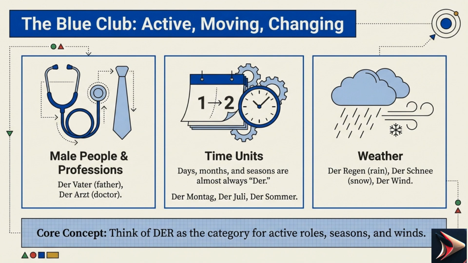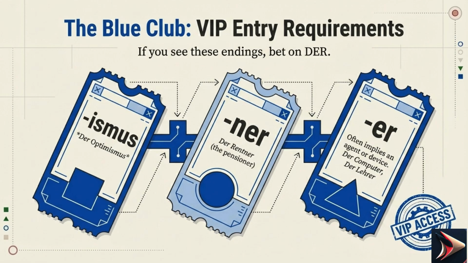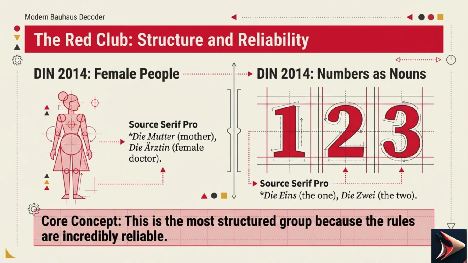It's also the club for male people and professions, and for things you'd see happening in the sky, like der Wind, the wind, and der Regen, the rain. And here is our first big shortcut. Just look at the ending of the word. If you see a word ending in -ismus, -ner, or -er, there is a very high chance it belongs in our blue club. Honestly, this is a huge time saver. Now let's move on to our next club and see how this all builds.